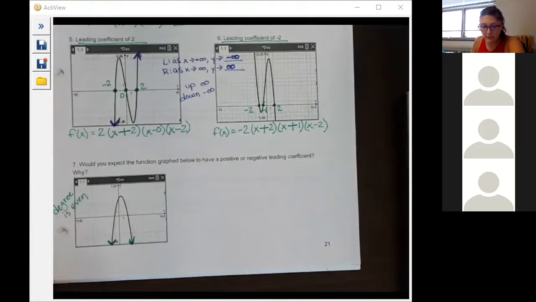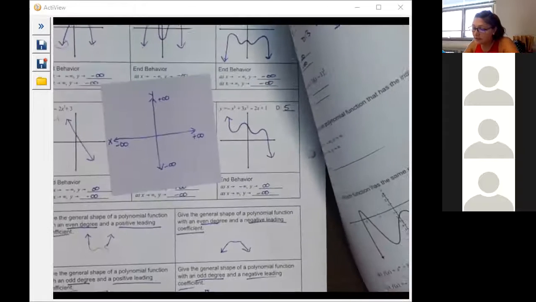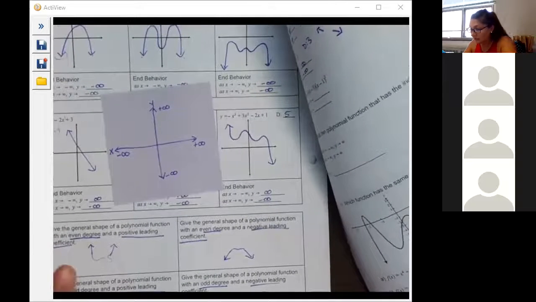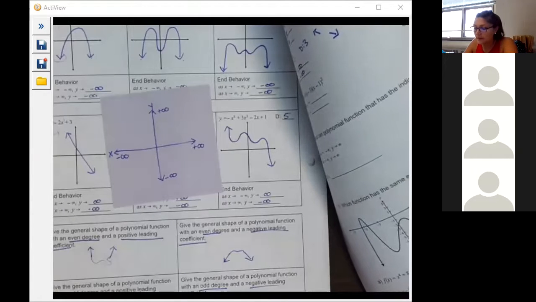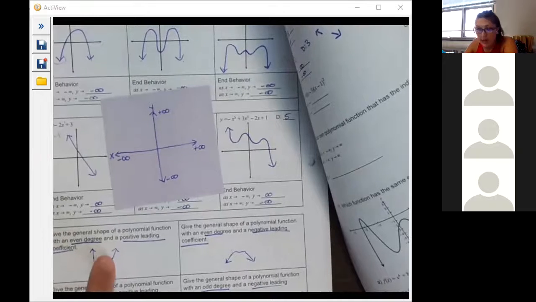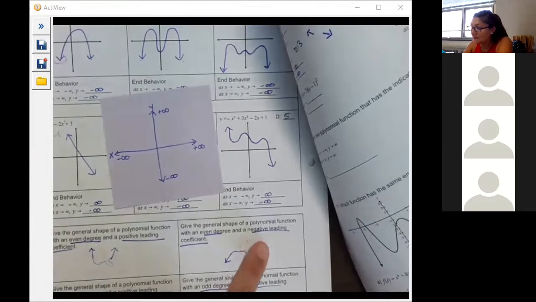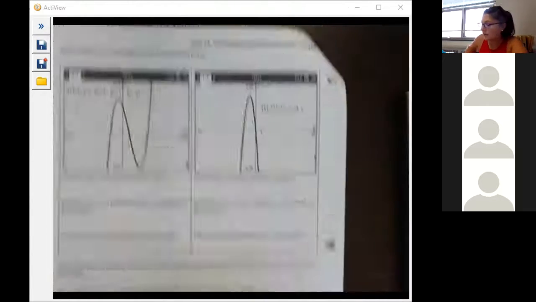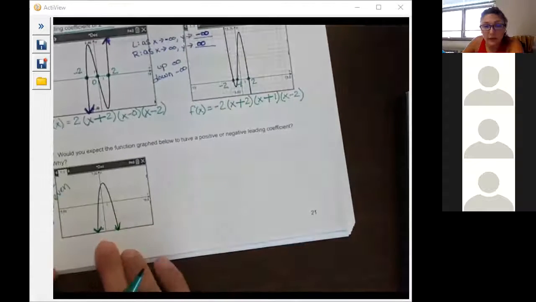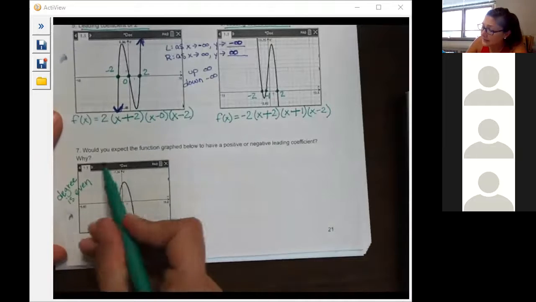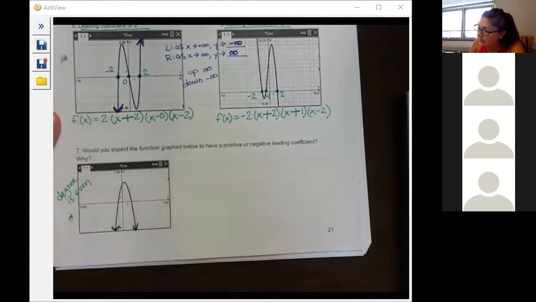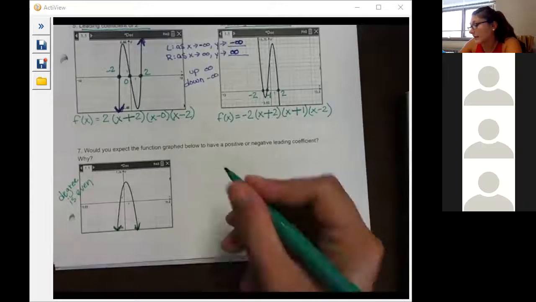Odds go opposite. These are not opposite, so it has to be an even degree function. For even degrees, we took these notes the other day. Back here for just a second. For even degree polynomials, I know the ends go in the same direction. I decide if they're going up or down based on that lead coefficient. If the lead coefficient is positive, both my ends go up. If the lead coefficient is negative, both those ends are going to go down. Since both our ends are going down, that means our lead coefficient must be negative. Okay? So that's what this is asking. Would you expect this to have a negative leading coefficient? Why or why not?